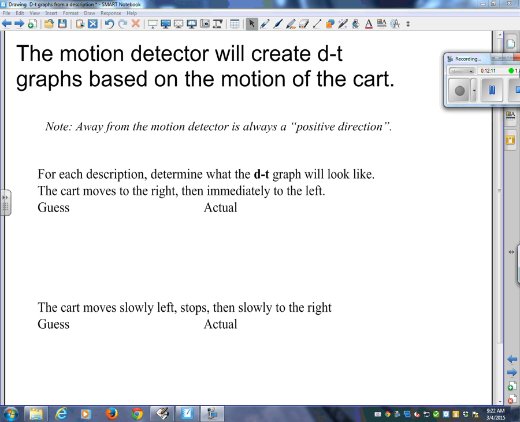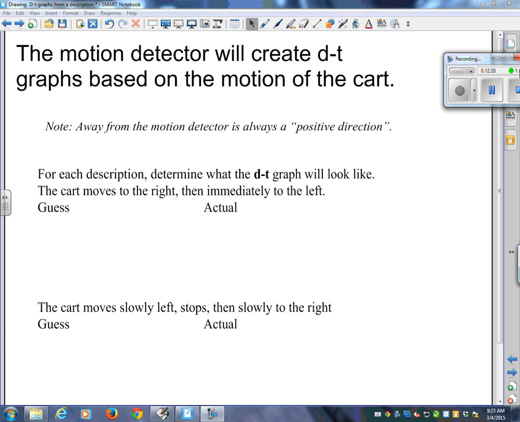So what it does is it sends out a sound wave, and it bounces off the cart and comes back, and it knows the speed of sound. It's 330 meters per second. And it can figure out, based on the time it takes to come back, how far away it is. And it does that every 1/200th of a second.